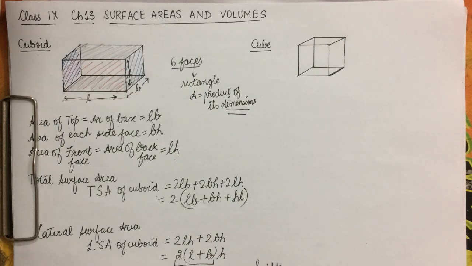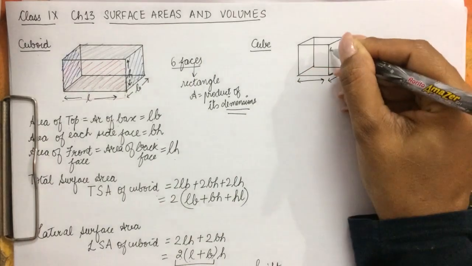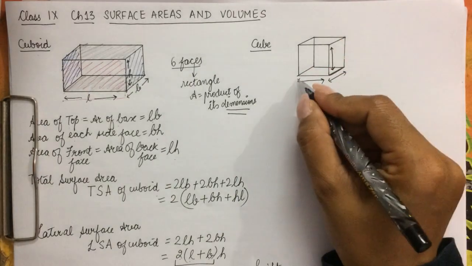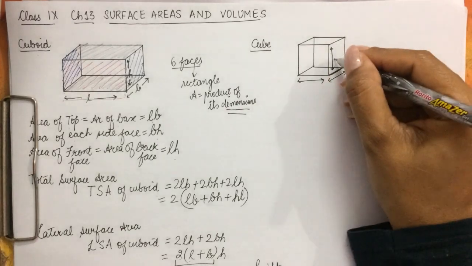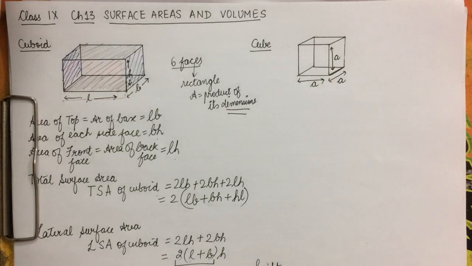Since length, breadth and height are equal, let's represent them by the same variable, meaning the 3 coterminous edges, horizontal, vertical and the slanting one, will be equal. Let's represent them by A, meaning length, breadth, height are all equal and they have all been represented by the variable A. You could take any other variable, you can take X or you can take L.